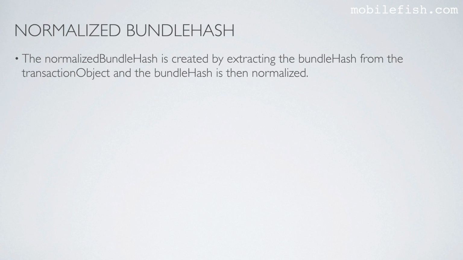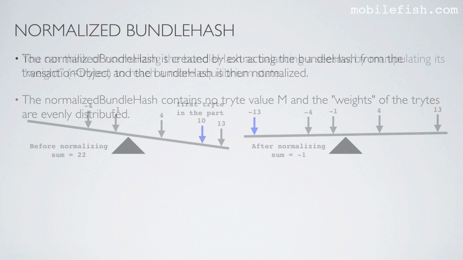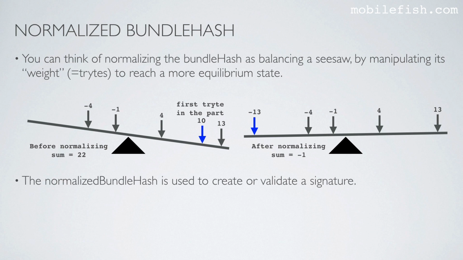The normalized bundle hash is created by extracting the bundle hash from the transaction object, and the bundle hash is then normalized. The normalized bundle hash contains no tryte value m, and the weights of the trytes are evenly distributed. You can think of normalizing the bundle hash as balancing a seesaw, by manipulating its weight to reach a more equilibrium state. This is the situation before normalizing, and this is the situation after normalizing. The normalized bundle hash is used to create or validate a signature.